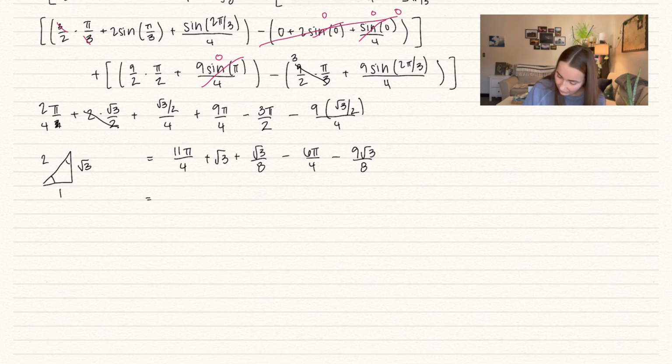Okay, 11 pi over 4 minus 6 pi over 4 is just going to be 5 pi over 4. And then we have lots of root 3's happening here. So this is like 8 root 3 over 8. That becomes 9 root 3, and actually that just cancels out. That becomes 9 root 3 over 8 minus 9 root 3 over 8. So all we get is 5 pi over 4. And that right there is our final answer.